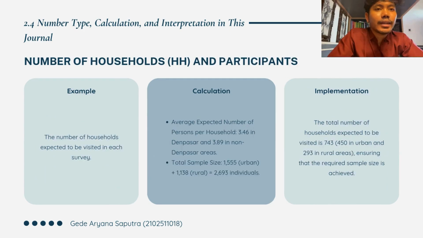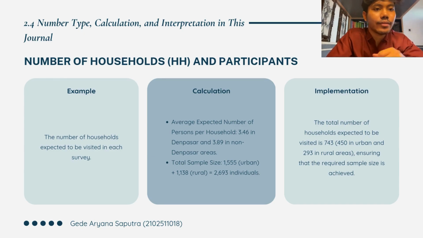The second number type is number of households and participants, which is the number of households expected to be visited in the survey. After calculating, the average expected number of persons per household is 3.46 in Denpasar and 3.89 in non-Denpasar areas. The total sample size is 2,693 individuals, and the implementation is the total number of households expected to be visited is 743, where 450 is in urban and 290 in rural areas, ensuring that the required sample size is achieved.